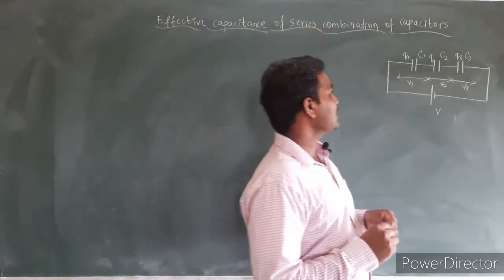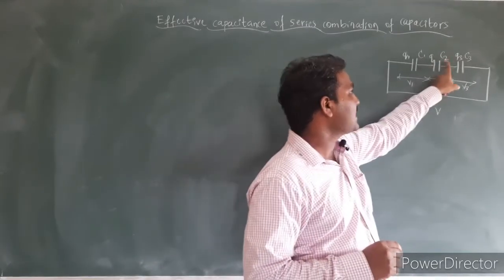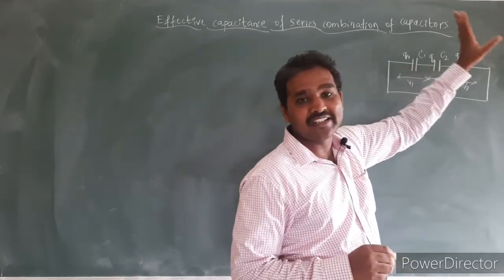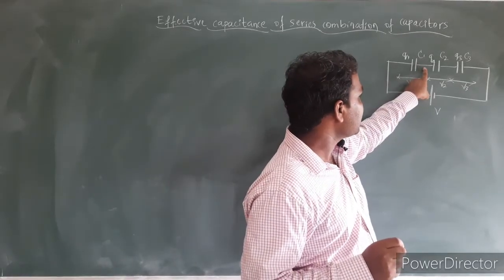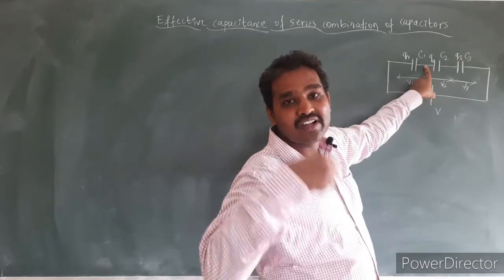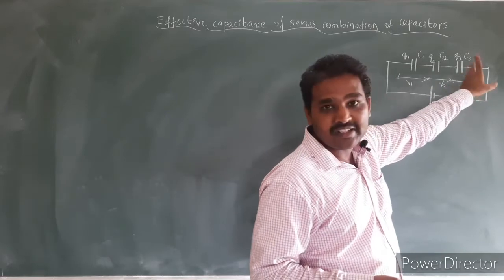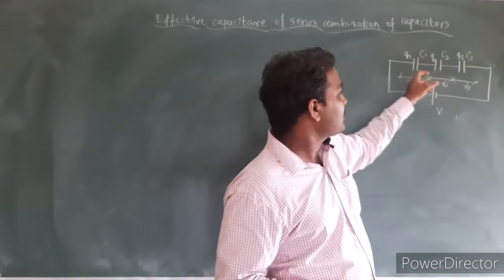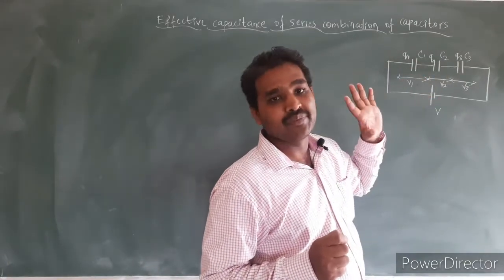For this, let us consider three capacitors of capacitances C1, C2 and C3, and let these capacitors be connected in series. We say capacitors are connected in series when the right terminal of a first capacitor is connected to the left terminal of a next capacitor. So it is clear that all these capacitors are connected in series, and let the combination of these capacitors be connected across the external supply voltage of capital V.